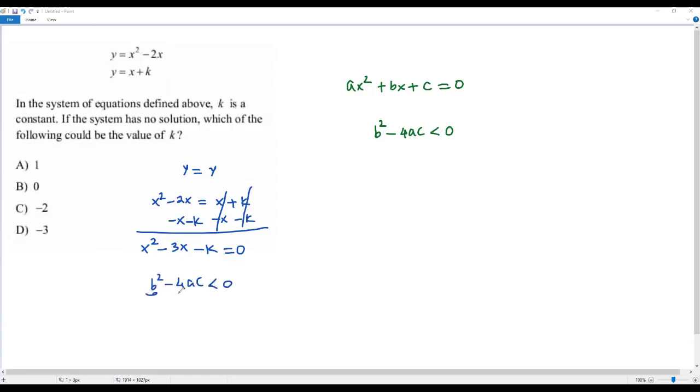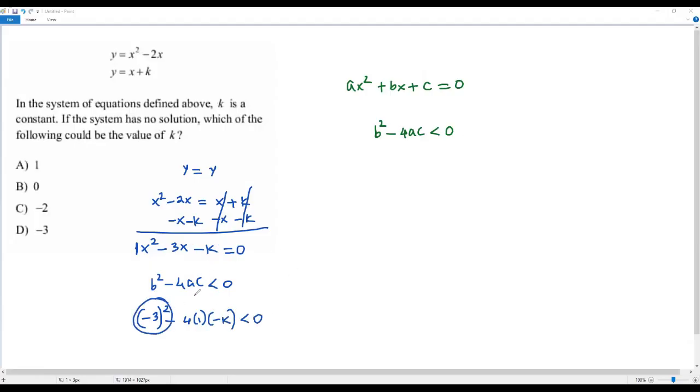Okay, here what is the value of b? Actually, b is the coefficient of x. The coefficient of x in our quadratic equation is negative 3. So we can plug in negative 3 for b over here. Then I'm getting negative 3 the whole square, negative 4 times a. Actually, a is the coefficient of x square. In our quadratic equation, the coefficient of x square is 1. So we can plug in 1 for a over here. And c is the constant term. In our quadratic equation, the constant term is negative k. We can plug in negative k for c over here. Let me do it. Less than 0.